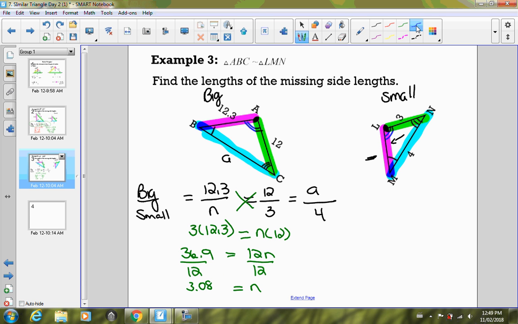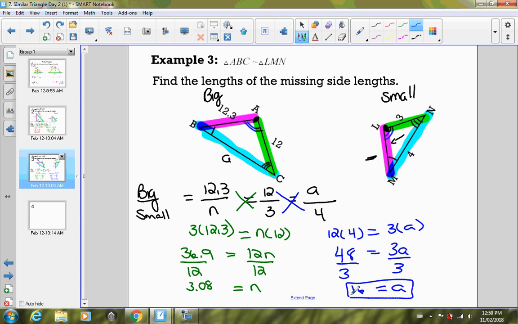Okay, my next set of cross multiplication is to solve for side length a. So I can draw some lines there. My first set of multiplication is 12 times 4 is equal to 3 times a. When I do 12 times 4, I get 48 is equal to 3a. I divide both sides by 3, so I'm left with a is equal to 16.